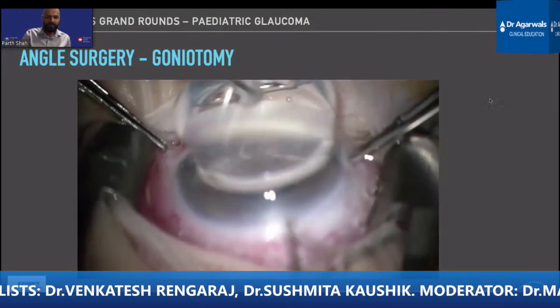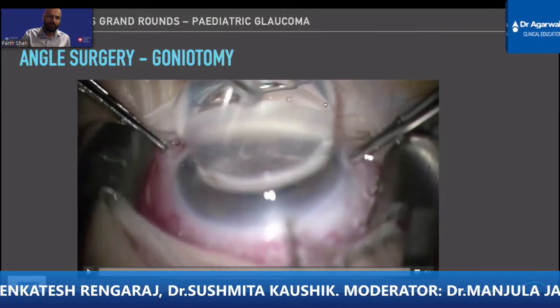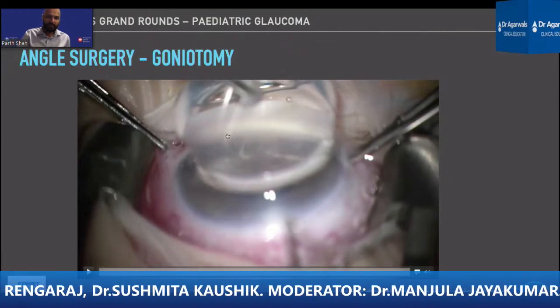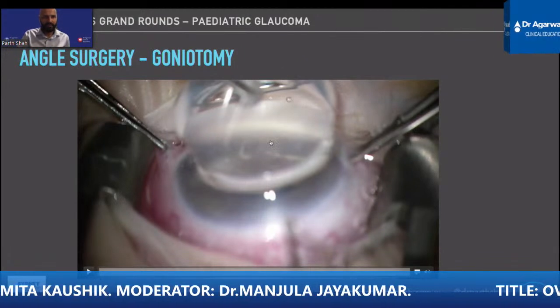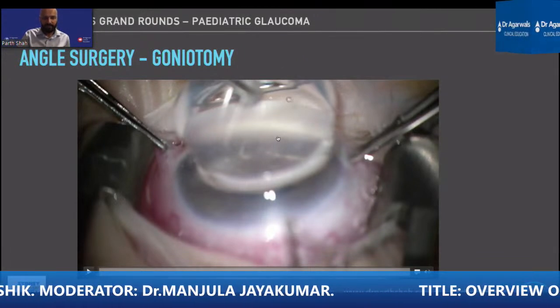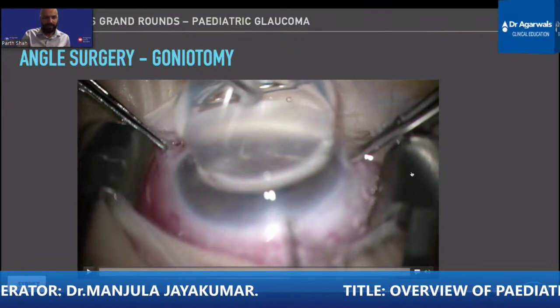The other thing to mention here is that there are newer disposable gonioscopy lenses available, especially with the advent of minimally invasive glaucoma surgery in adults. And some of those lenses can be purchased.